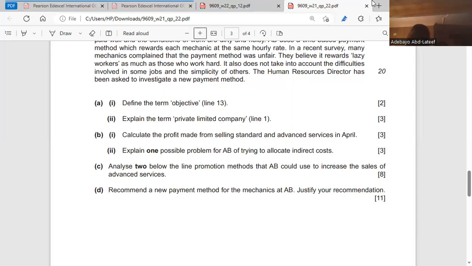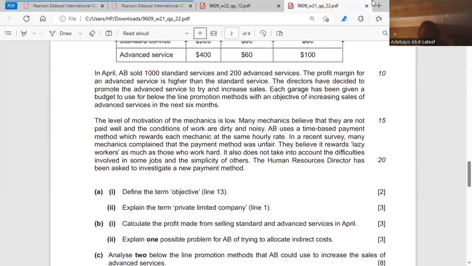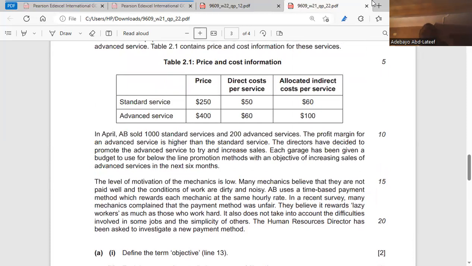B, calculate the profit made from selling standard and advanced services and outcome. So we go back to the schedule. We have the price and cost information. For standard service, it is $250. The direct cost per service is $50, and the allocated indirect cost per service is $60.